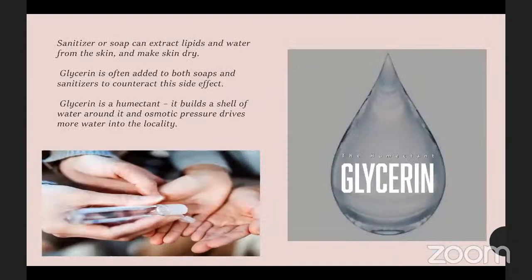But the very frequent use of sanitizer and soap can harm our skin also. We all know that soap and sanitizer can break the lipid layer of the virus, but our hands have the same lipid layer. So when we use soap and sanitizer frequently, they extract lipid and moisture from our skin and our skin becomes dry. Sometimes severe skin problems arise. So glycerin can be a solution for this. Glycerin is added to soap and sanitizer as a humectant, which means that glycerin can keep the moisture intact in our skin and protect our skin from getting dry.